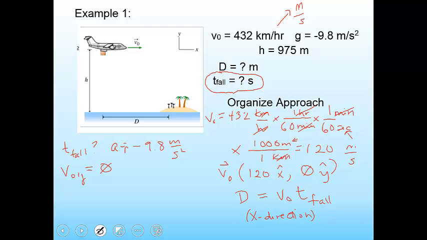We have h, which is equal to the delta y. So we could use the kinematic equation, which is delta y is equal to v naught y t plus 1/2 a t squared, where both of these t's are the t of the fall. And so using this equation, we can get t fall, and then we can plug it into that equation. So this is going to be our approach. Notice that I haven't plugged in any of our numbers yet.